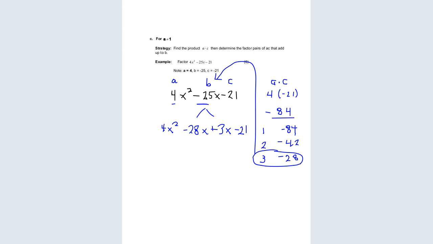And now notice that I have 4 terms. And we practiced 4 terms. We broke it up into the first 2 and the last 2. And we found GCFs. So the GCF for the first pair is going to be 4x, leaving us with x minus 7.